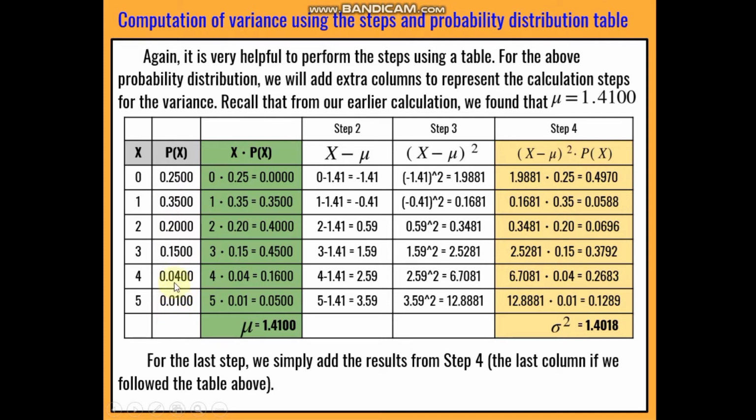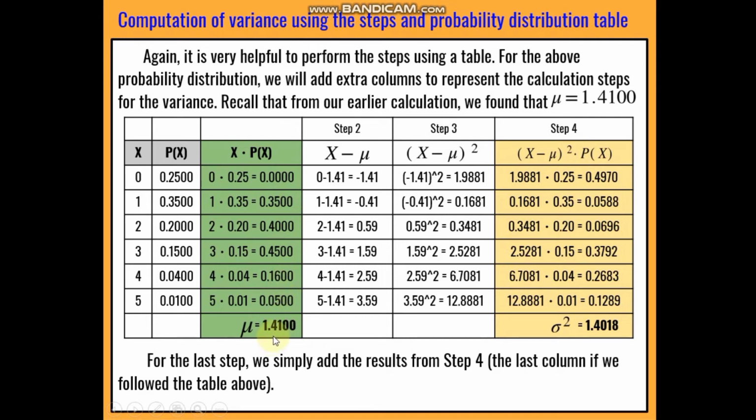The first step is to get the mean. In getting the mean, you have to multiply the first column and the second column, or your random variable and the corresponding probabilities. 0 times 0.25 is still 0. 1 times 0.35 is equivalent to 0.35, and so on. If you get the sum of this third column, again, you will get your mean. So, your mean is equal now to 1.41. Again, inulit lang natin ito para makuha yung mean.